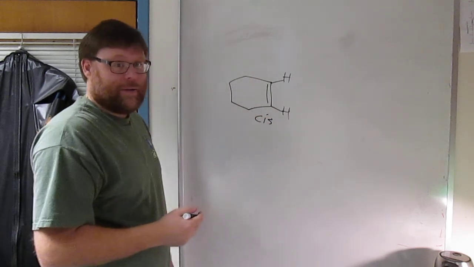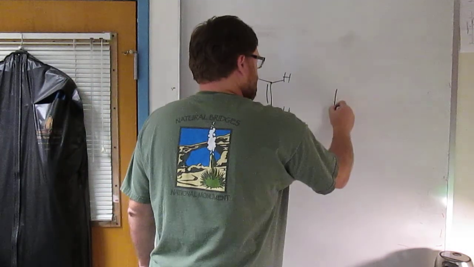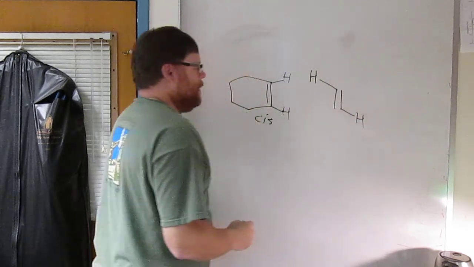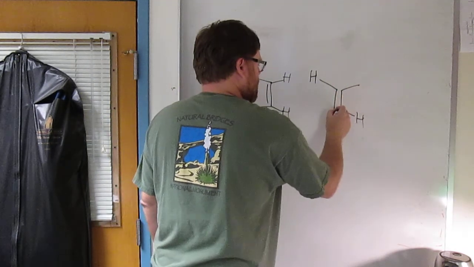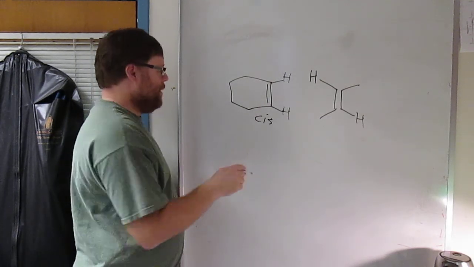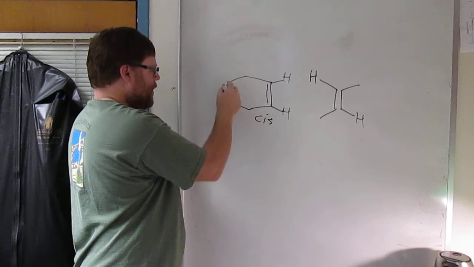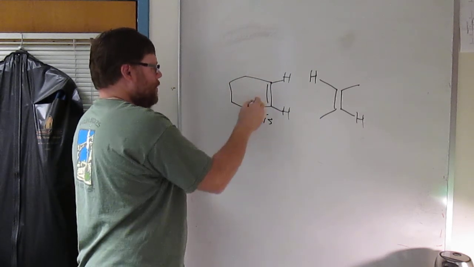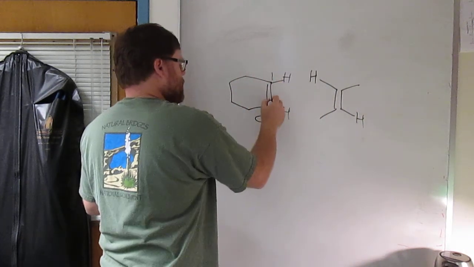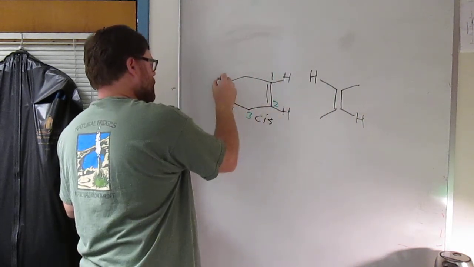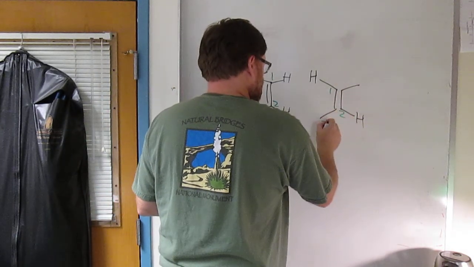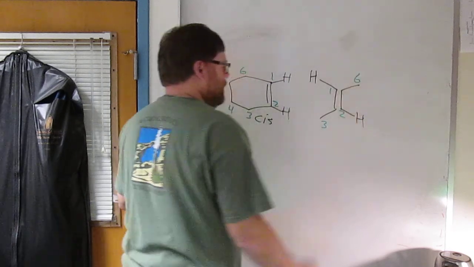Well, why can't it be trans? We'll try to do that, okay? So if it's trans, there are the H's. Now the carbons have to be on opposite sides of the double bond. But it's a ring, remember? So we have 2 carbons left. Let's number these: 1, 2, 3, 4, 5, 6, just arbitrarily. 1, 2, 3, and then this will be 6.